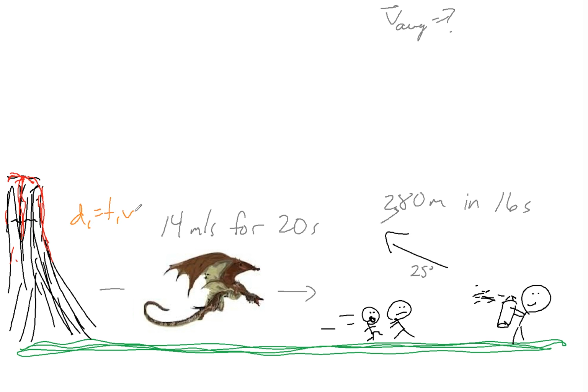So D1 is equal to T1 V1. So I'm just going to put that together, and that's the 280 that had popped into my head before. So we got 280 meters for the first part going straight to the right. Then he's going to turn back 25 degrees up and head back to the top of the mountain, and goes 380 meters in 16 seconds. So I got a 380 and I got the 16.